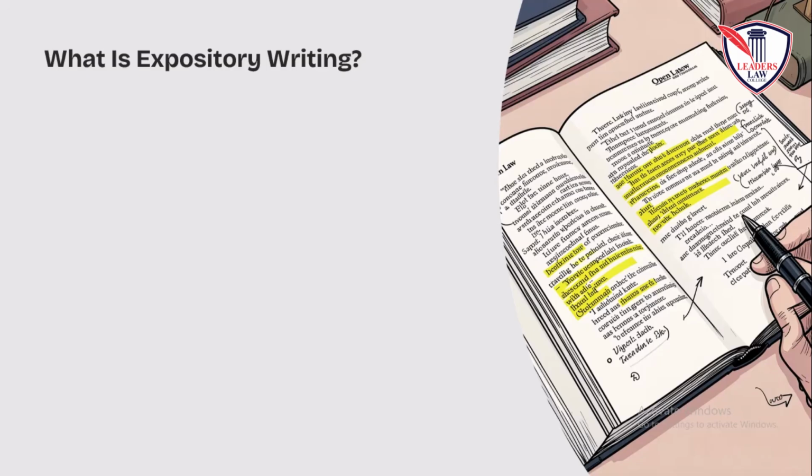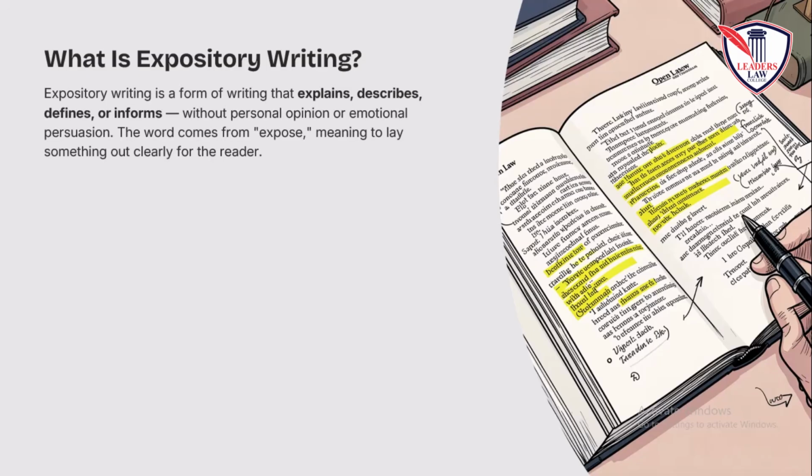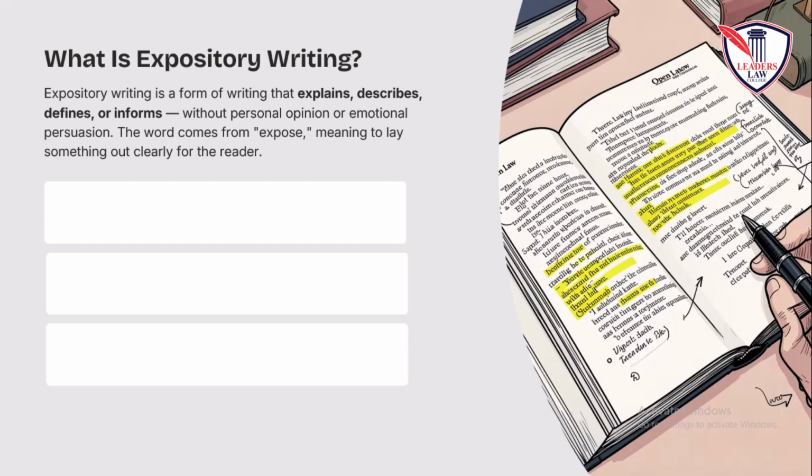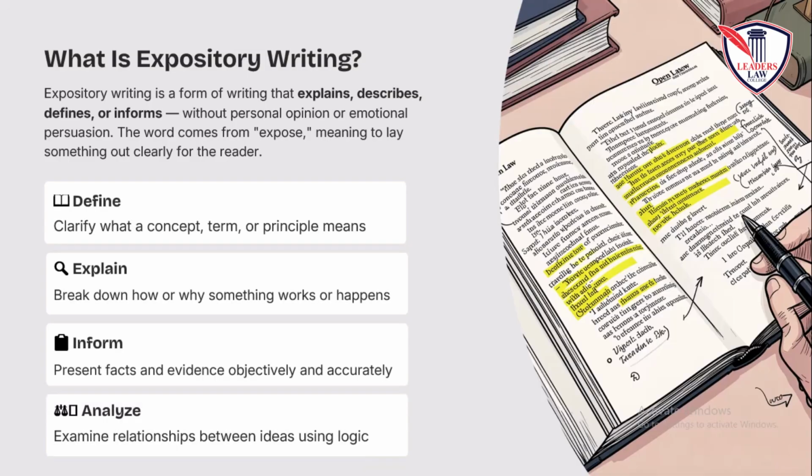So let's understand what expository writing is. Expository writing is a form of writing that explains, describes, defines, or informs without personal opinion or emotional persuasion. The word comes from expose, meaning to lay something out clearly for the reader. Here are some of the basic things that we must know about expository writing.